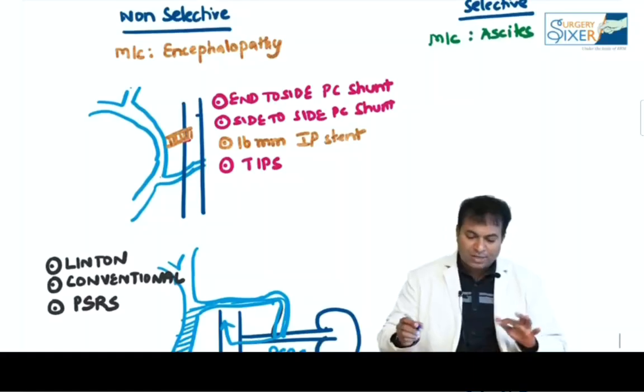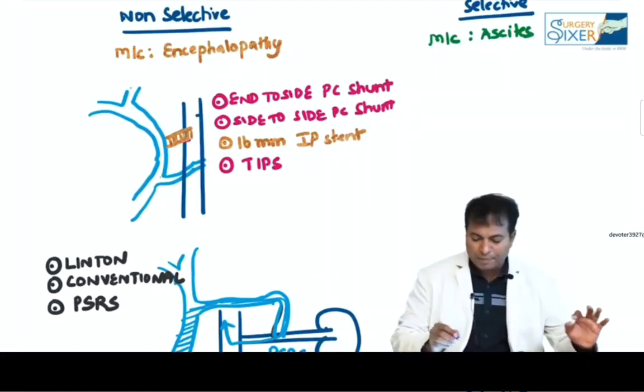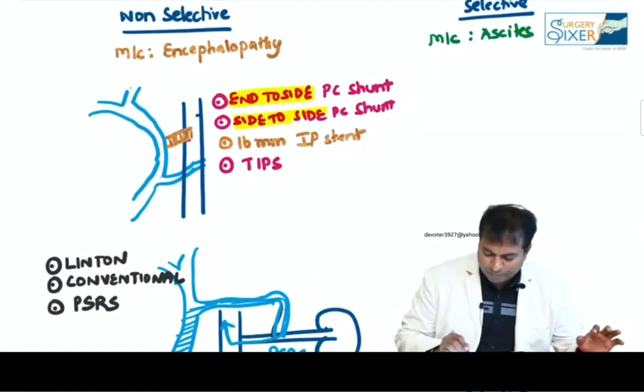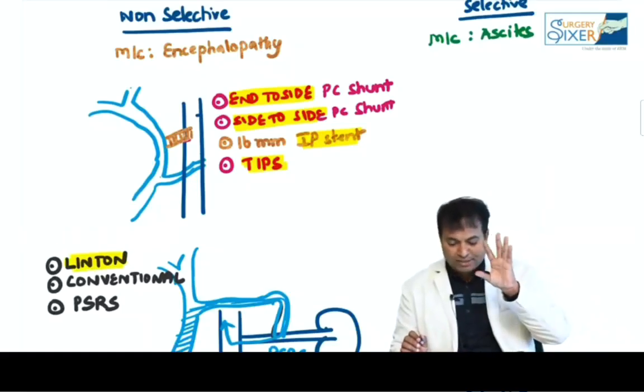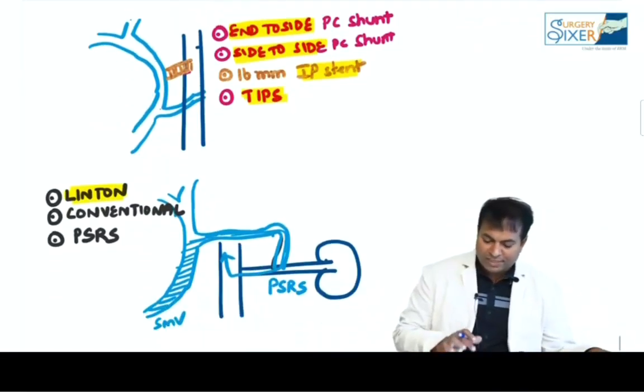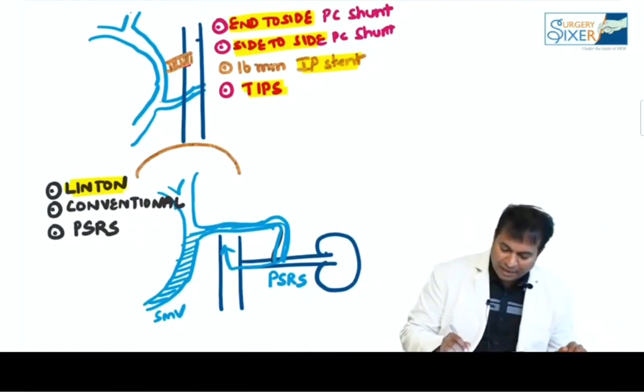So this is known as non-selective shunt. Non-selective shunt examples are end-to-side portocaval shunt, side-to-side portocaval shunt, interposition shunt, TIPS, and Linton shunt. Please don't forget there are totally 5 non-selective shunts. The shunt in which splenectomy is done is the Linton shunt.